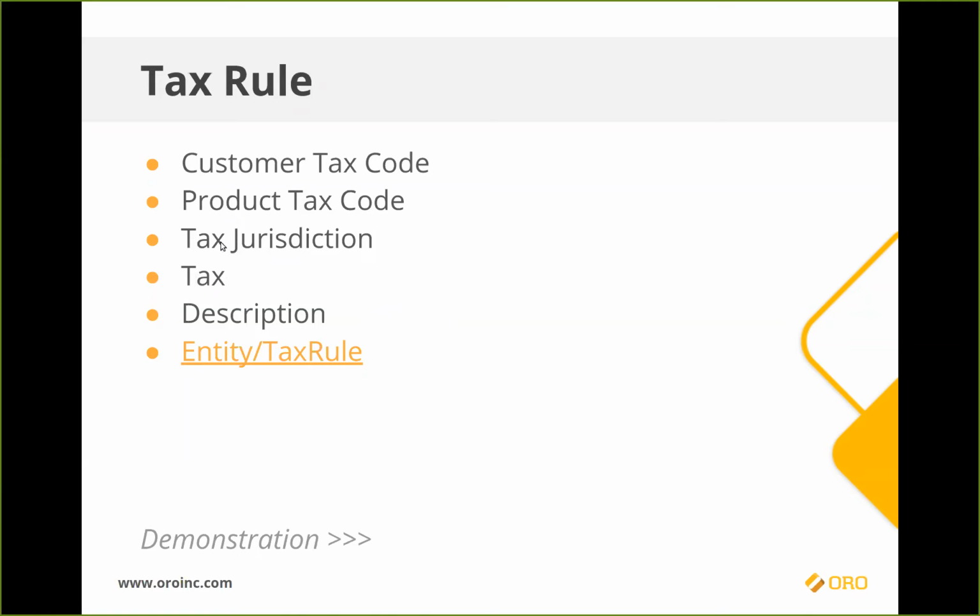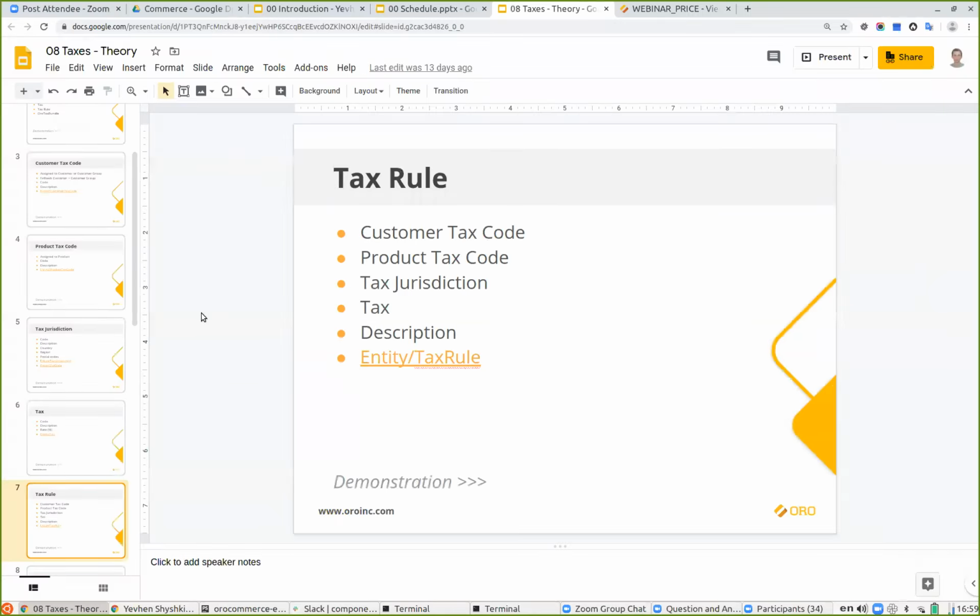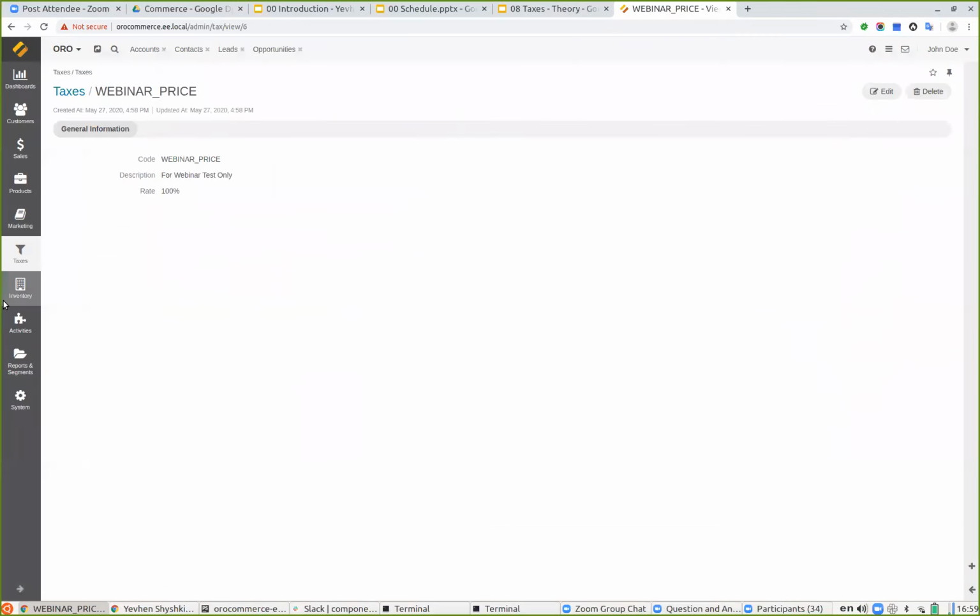And obviously a combination of these four parameters can be different. So you can combine multiple different taxes with different jurisdictions. You can combine different customers with different products and so on and so on. And you may have as many such tax rules as you want. Let us try to do that. And let us see how it works.